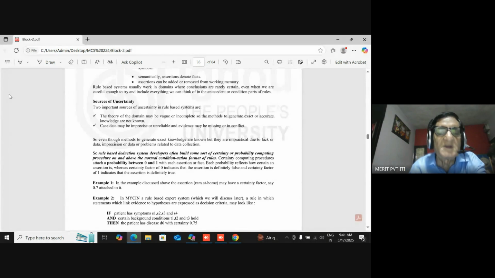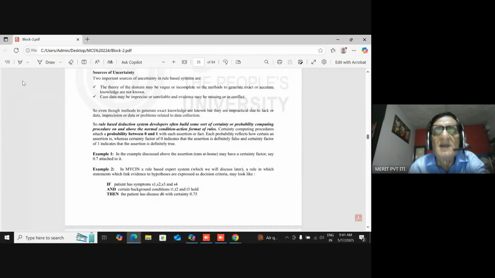So rule-based deduction system developers often build some sort of certainty, and though you say this is probably true, you talk about probability between 0 and 1. So in the example discussed above, the assertion Ram at home may have a certainty factor, say 0.7, attached to it. In my class, I had told you that the first system developed was MYCIN, which was talking about the blood rule and all that.